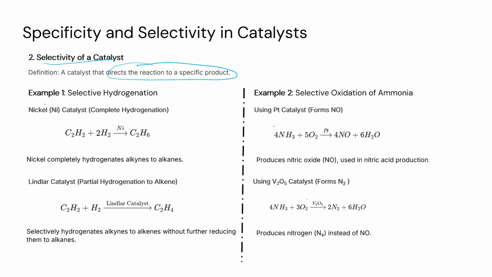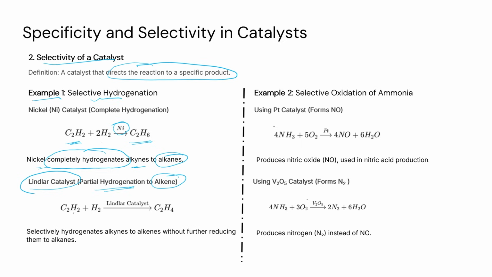Now, if you look at this particular example, when we talk about hydrogenation reaction, in the very first example, you take an alkyne and you use nickel as the catalyst, what you're going to get is an ethane. So in this particular case, nickel basically performs complete hydrogenation of alkynes to form alkanes. On the other hand, you use Lindlar catalyst, it is used for partial hydrogenation to alkenes.